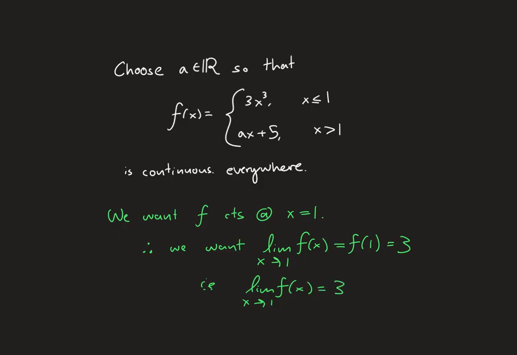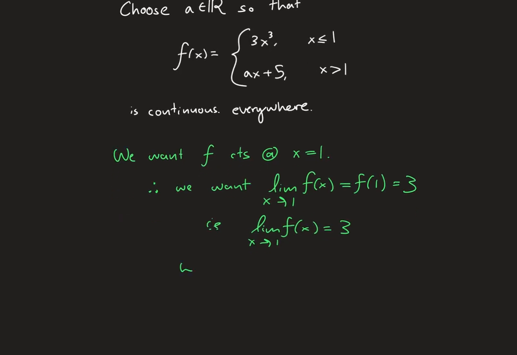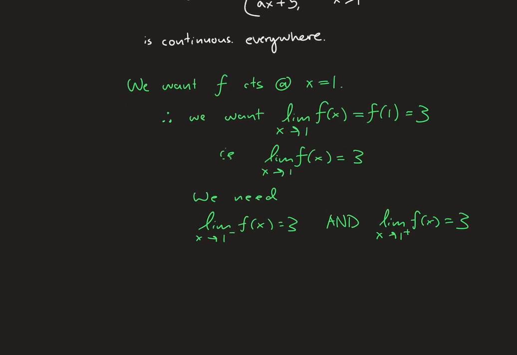All right. But in order for this to work, we need the limit from both sides. So we want the limit as x approaches 1 from the left of f of x to equal 3, and the limit as x approaches 1 from the right of f of x to equal 3. These are the two conditions that we want. We want that to be true, and we want this to be true. One of them was actually already given to be true.